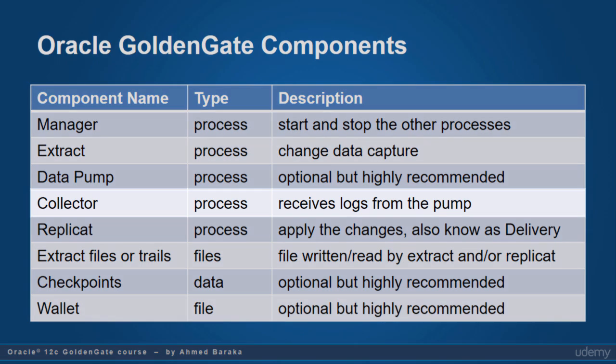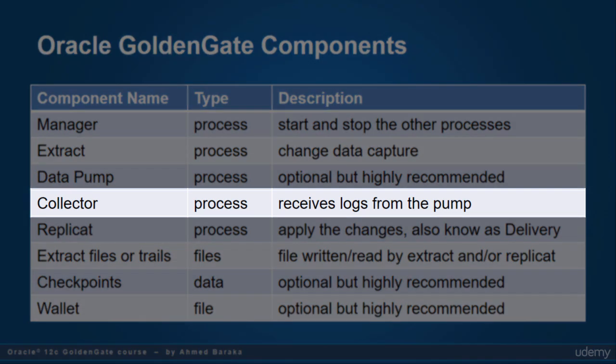We also have the server collector process, and for the sake of simplicity, we call it the collector. This process operates in the target system. All it's doing is communicating with the data pump process to receive the data from it and saves the data in files called the trails. Usually, you never control this process. It starts up and does its operation automatically.